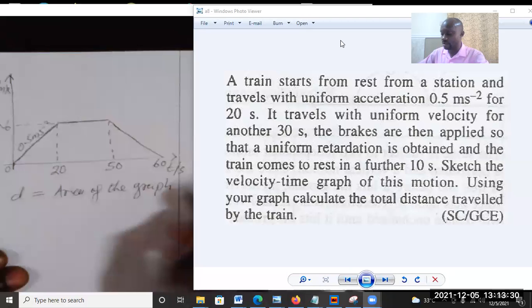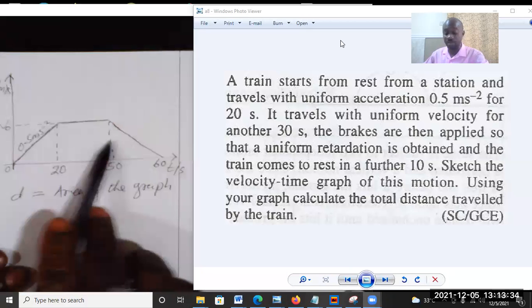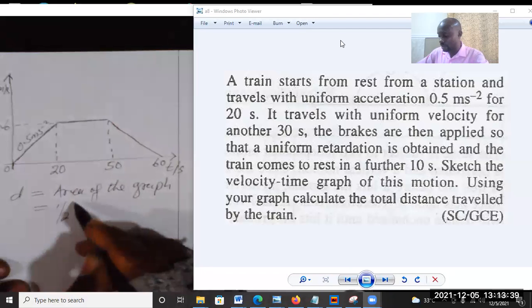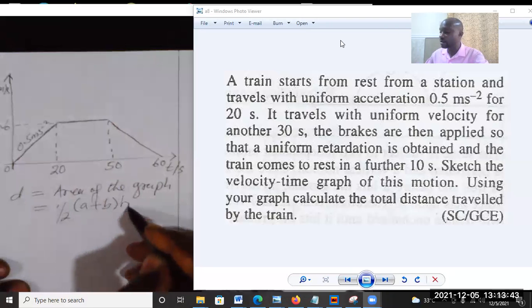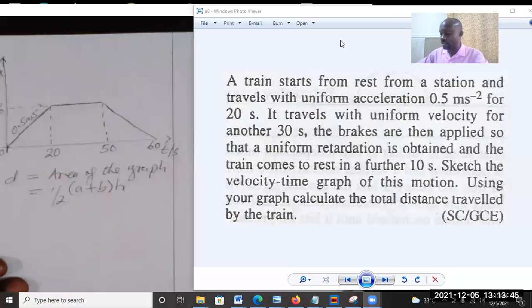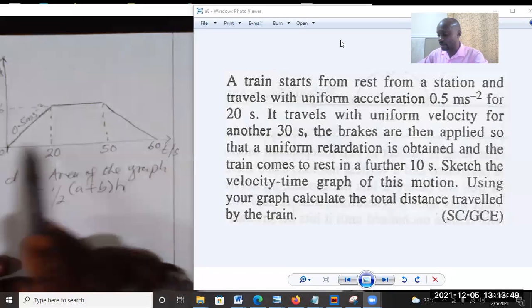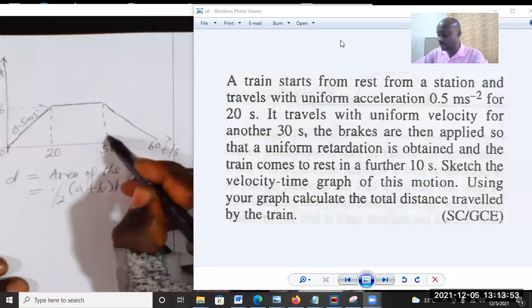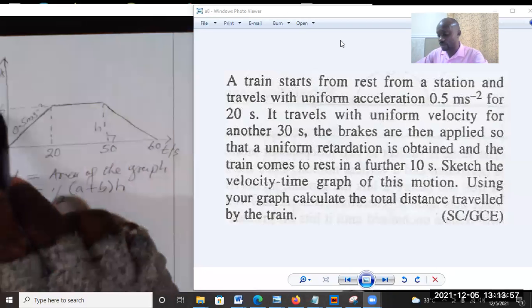And this graph here, the area of this graph has the shape of a trapezium. That's the shape of a trapezium. So the area will be half (A plus B) times height. A is the smallest side. This is the smallest side. B is the longest side here. H is the height. We have the height here, H. But the height will be given if we can obtain V.